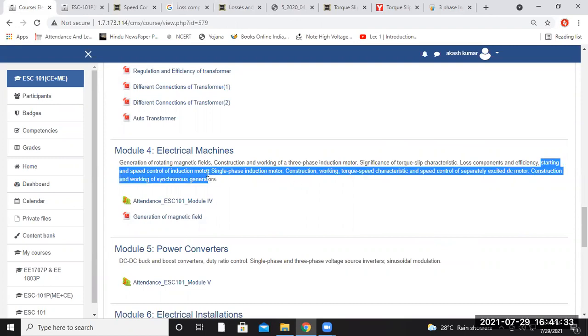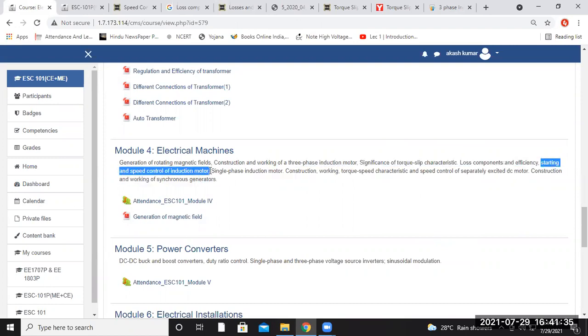In the next class, we will deal with the last topic related to the three-phase induction motor, that is starting and speed control of induction motor. How can we control the speed of induction motor to operate in different conditions? Sometimes we need a high starting torque, a high speed for different types of applications. But in some cases, we need to control the speed of the induction motor to perform a work.